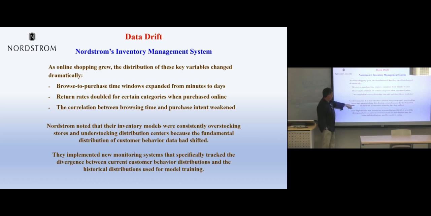Nordstrom noticed their models were overstocking stores and understocking distribution centers. That's a double kiss of death because the behavior data changed. So they put in a new monitoring system, changed the experience, and cleaned that up.